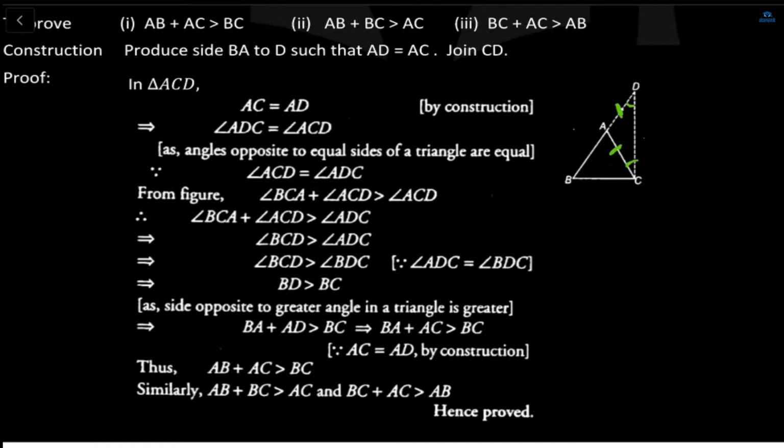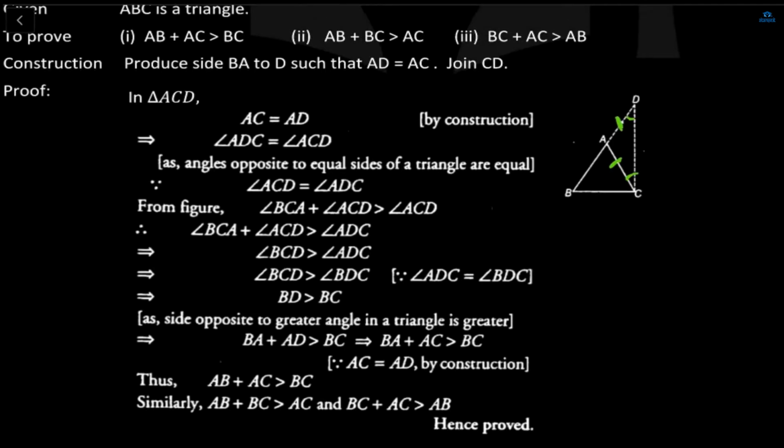You can see here, as angles opposite to equal sides of a triangle are equal, from the construction you can say that AC is equal to AD. And therefore, the angles will also be equal. That is, angle ACD will be equal to angle ADC. These two angles will be equal, as angles opposite to equal sides of a triangle are equal. Now, what we have to prove here is that the sum of two sides will be greater than the third side.